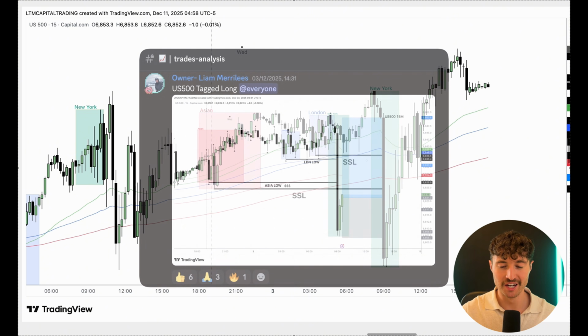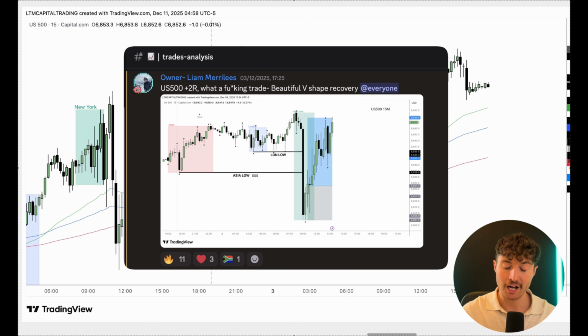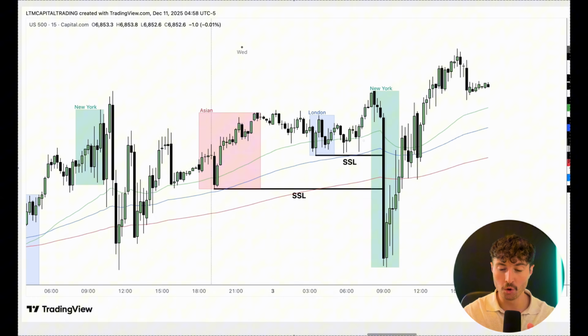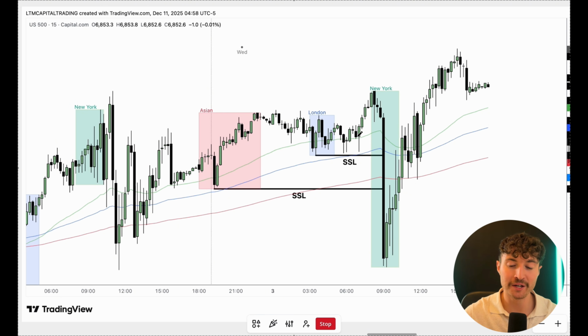And so this is literally a trade that I took the other week. And we even spoke about this before when we were talking about session-based liquidity sweep. And so this was an example of a buy bias market.